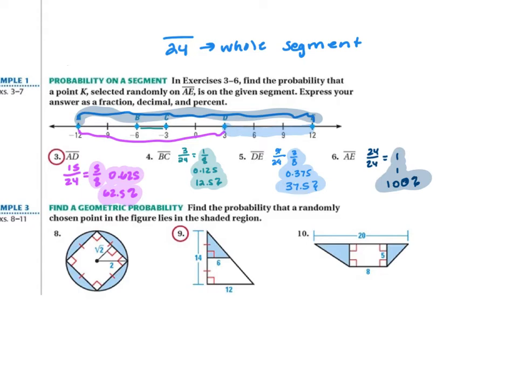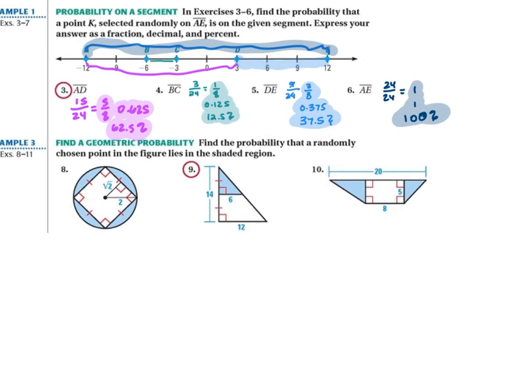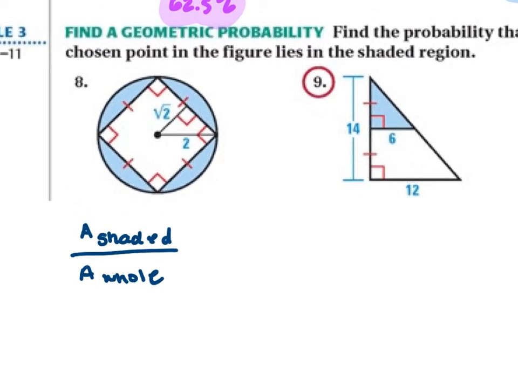Number 8. So number 8, 9, and 10 said to find the probability that a randomly chosen point in the figure lies within the region. So we're doing this time the area of what you want. So in this case, it's the shaded over the area of the whole. So for number 8, the shaded is outside the square. We're going to have to do the area of the circle minus the area of the square to get the shaded region, and then we'll put it over the area of the circle.